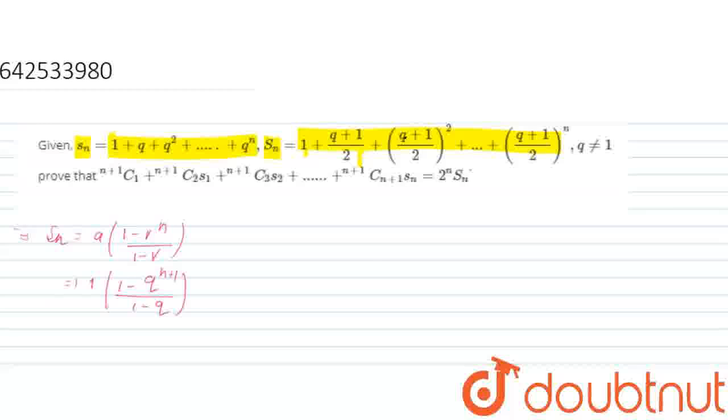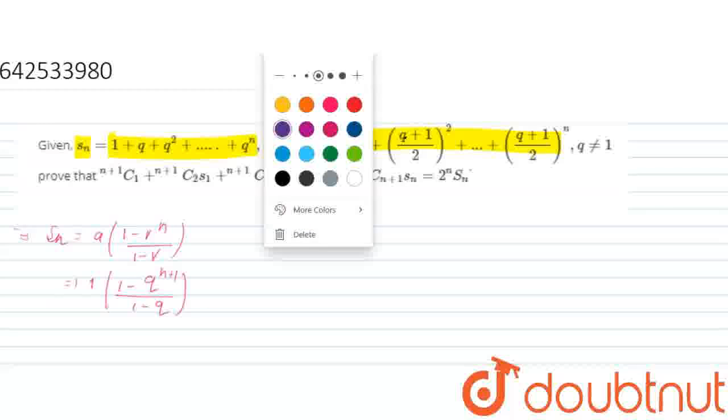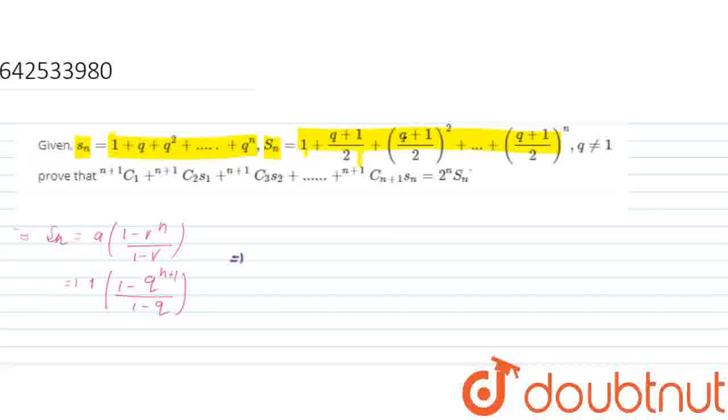Now you have to understand one by one. You know, I can write these terms as n plus 1 c1 into s0, n plus 1 c2 s1, like this. So if I want to express this term in terms of summation, I can write r equals 1 going up to n plus 1.